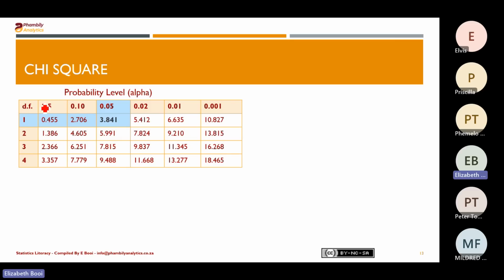So now we're going to find the critical value. Remember, we found the degrees of freedom to be 1. We went to the chi-square table of critical values. If you have your table in front of you, you can open that as well. You look for the degrees of freedom of 1, and you look for alpha of 0.05, and we find the critical value to be 3.841.